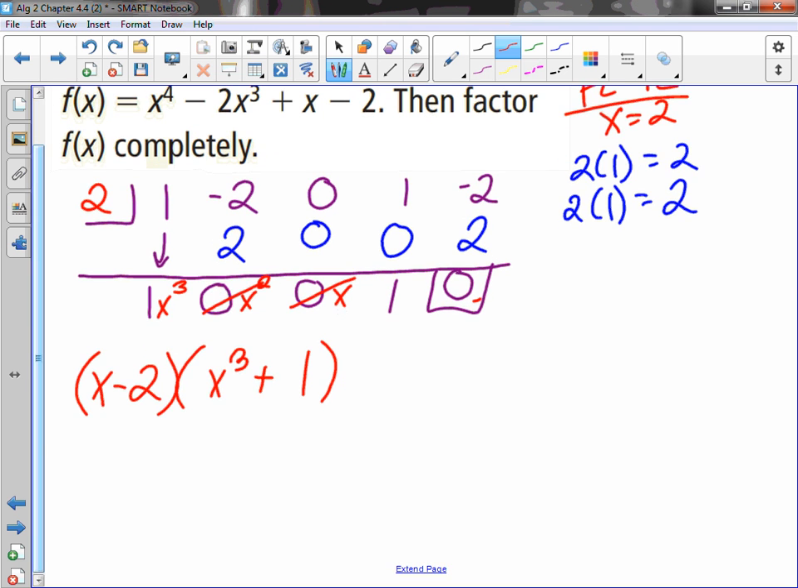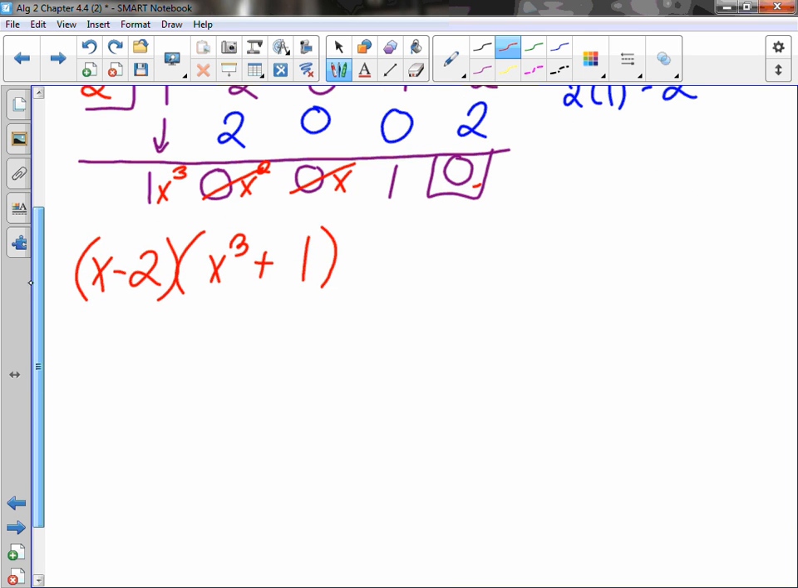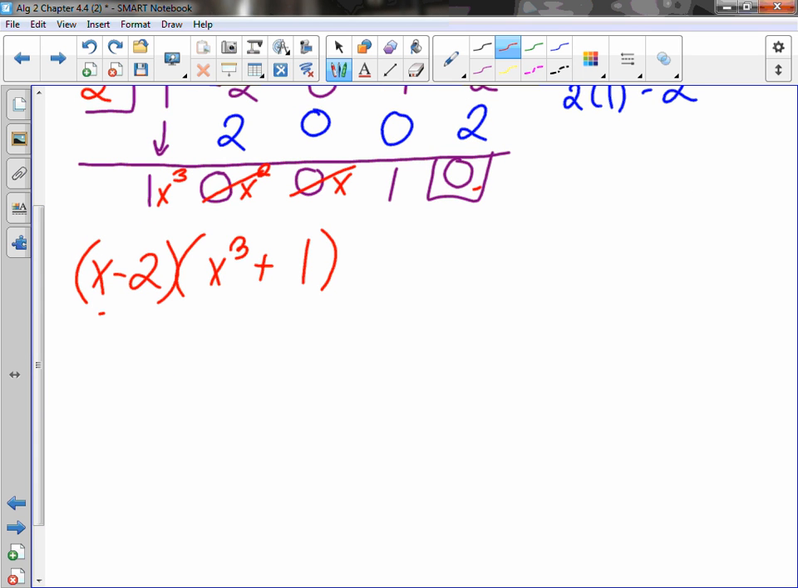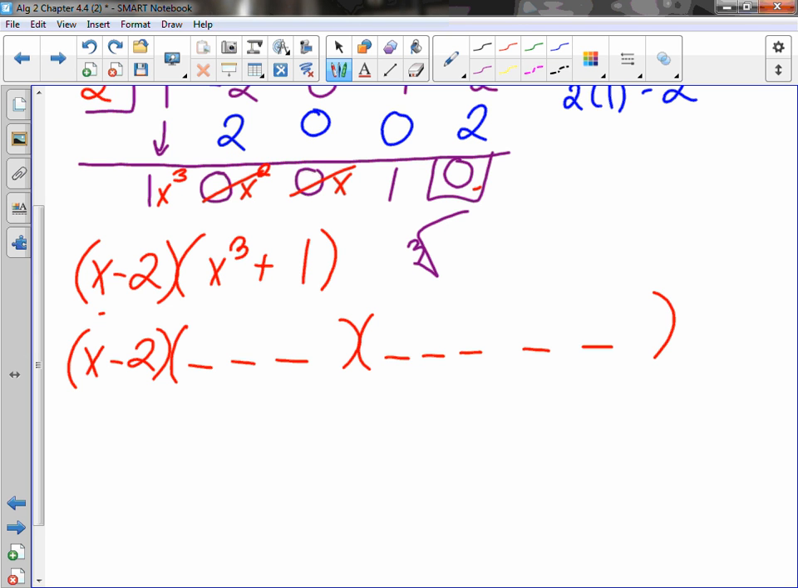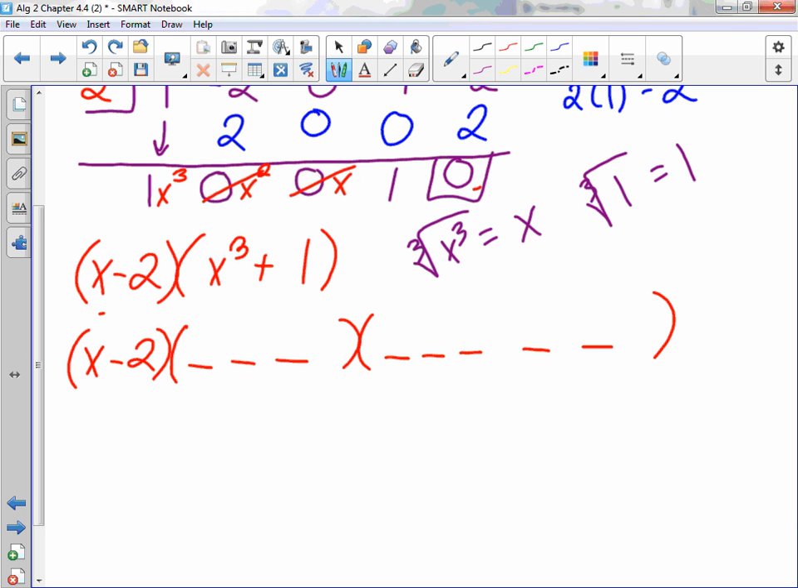Now we just need to make sure that none of these factor. X minus 2, does that factor? No, its degree is 1. How about x cubed plus 1? Yes, and it's a sum of perfect cubes. Because the cubed root of x to the third is x. The cubed root of 1 is 1. So those work. So let's do our signs. The signs would be the same, opposite, always end on a positive note.